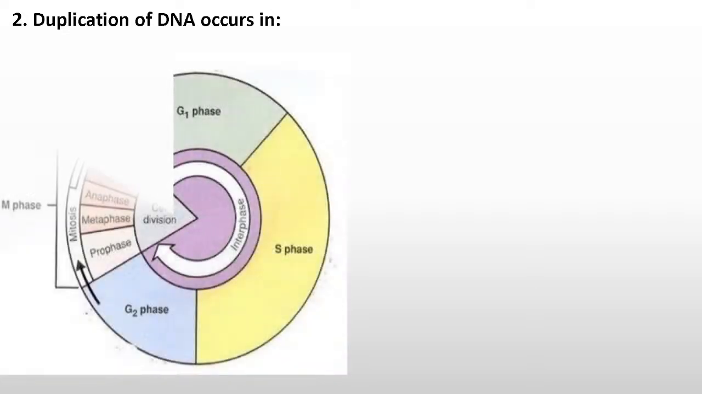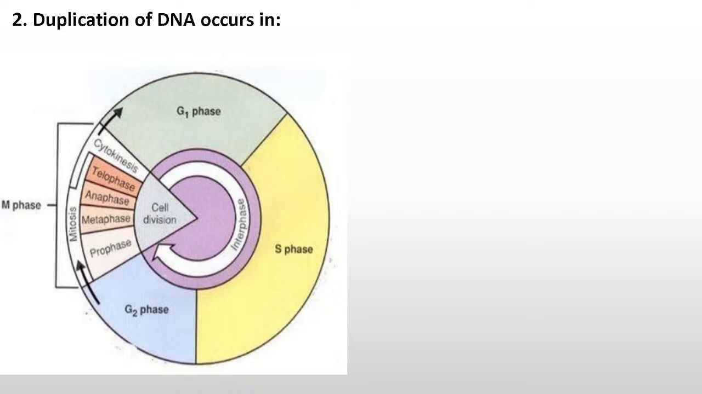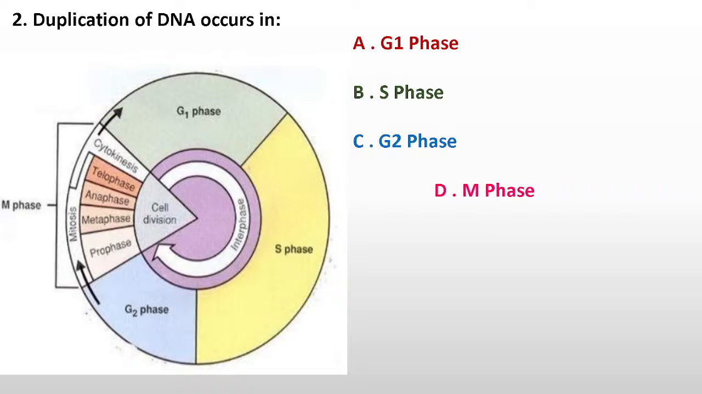Coming to the next question, number 2. Duplication of DNA occurs in dash. Now this is the image given for your reference and you have to answer. The duplication of DNA occurs in dash. A, is it G1 phase? B, is it S phase? C, is it G2 phase? D, is it M phase?